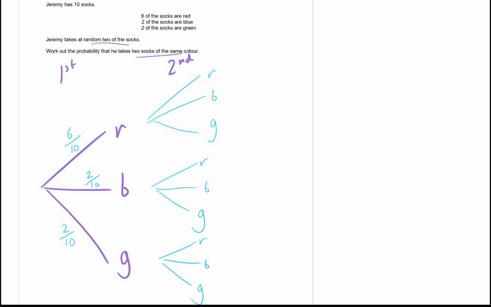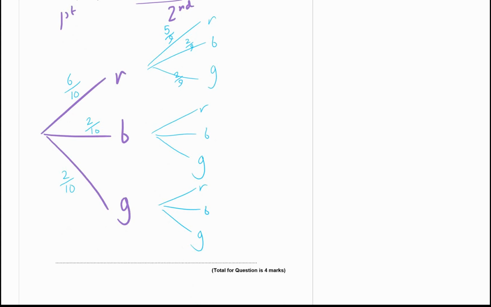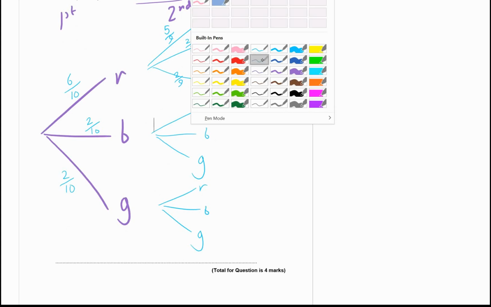Okay. Now we need to slow down. If you're taking 2 of the socks, that means in essence you are not replacing them. So if I've got a red sock, that means there's only 5 left. And I've got a sock, so rather than being 10 socks left in my drawer, there's only going to be 9 socks left. I didn't have a blue sock, so there's still 2 blue socks left, and there's still 2 green socks left. And again, sometimes it's worth checking, do these add up to 1? In which case they do, because 5 plus 2 plus 2 is 9, which gives you 9 out of 9.